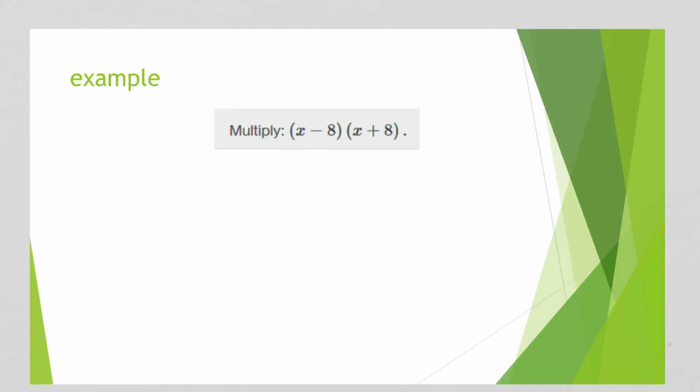All right, so first you need to be able to identify if you have a conjugate pair. Remember, this and this have to match. This and this match, but one's a plus and one's a minus. It doesn't matter which one is the plus and which is the minus, or the order. But watch what happens when we multiply. x times x is x squared, x times positive 8 is positive 8x, negative 8 times x is negative 8x, and negative 8 times positive 8 is negative 64.